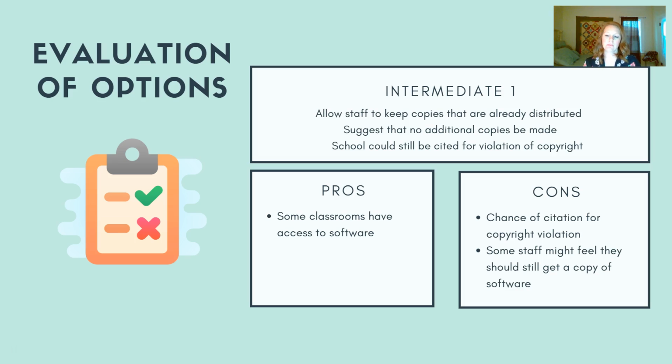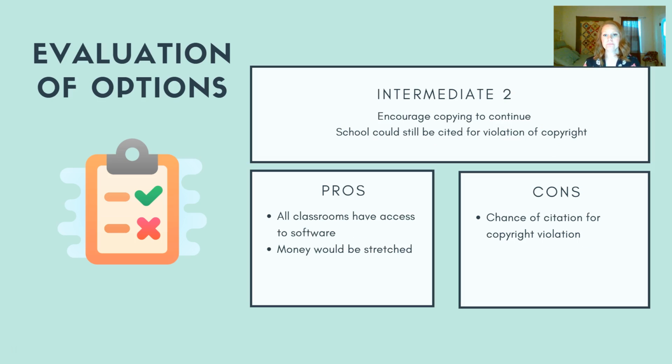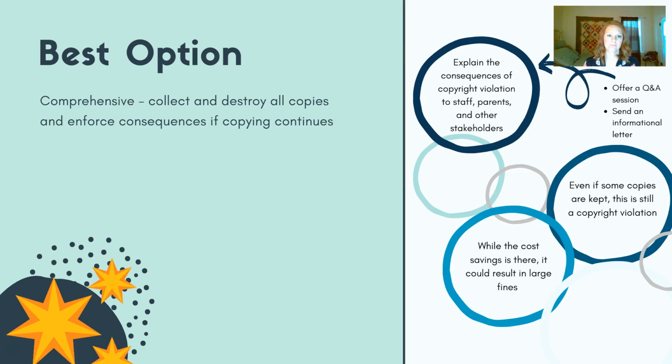And obviously there would still be the chance of citation for copyright violation because there are still copies of software out there. Intermediate 2, where we just say, no big deal, keep copying, let's go for it. The pros would be all classrooms have access to the software. The money would obviously be stretched and saved. The biggest con would be that chance of citation for copyright violation.